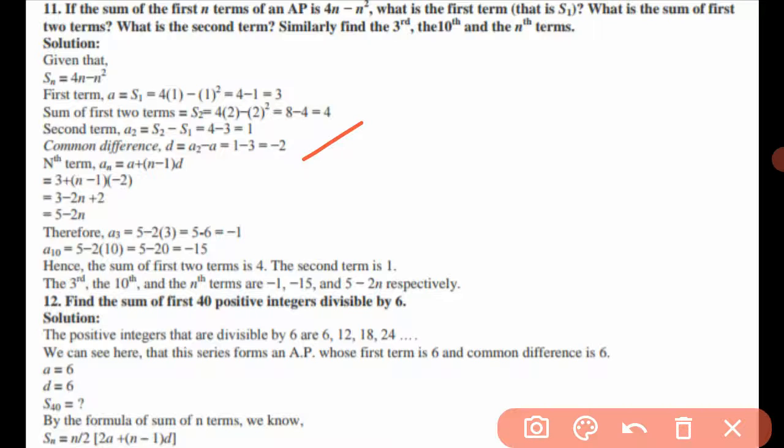Now for the nth term we will put the formula an equals a plus n minus 1 into d. Now putting in the values, it will be 3 plus n minus 1 into minus 2. So here the value will be equal to 5 minus 2n.